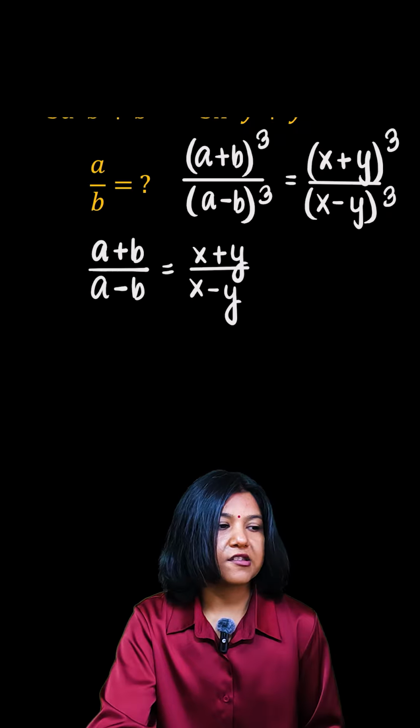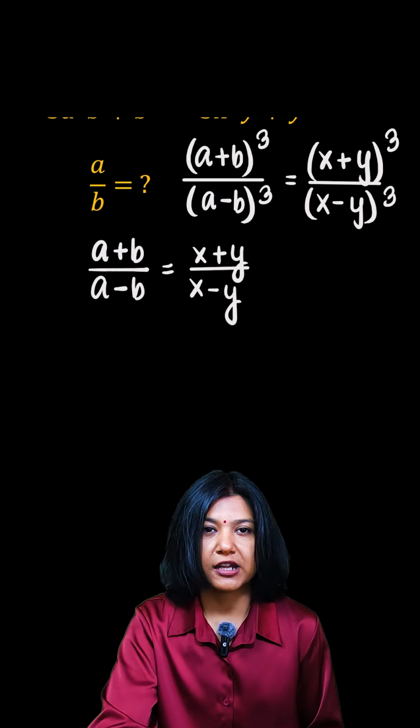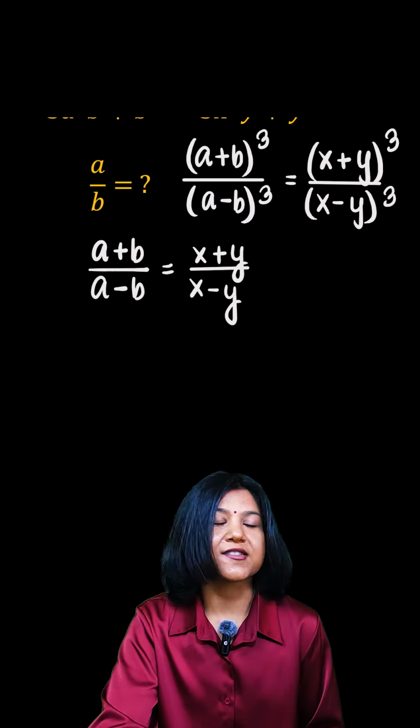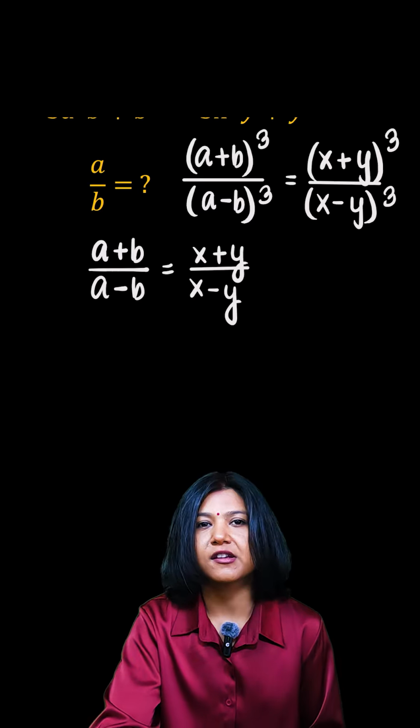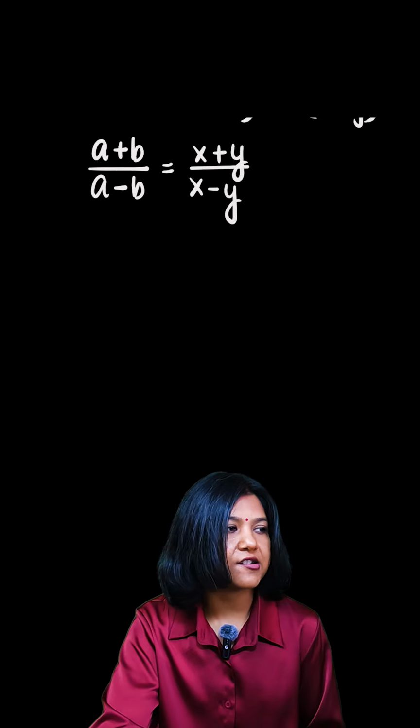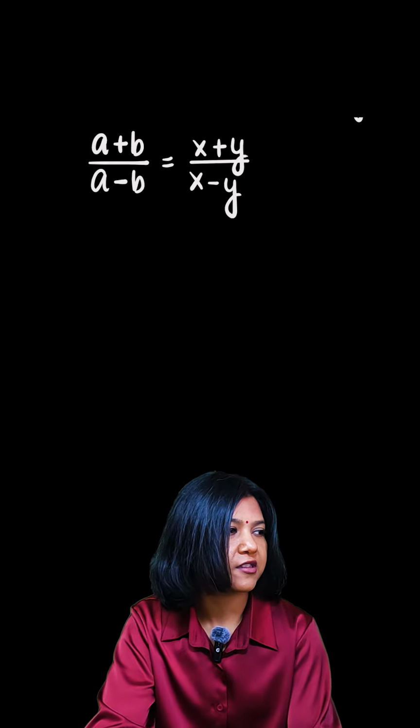So I just have a plus b upon a minus b is equal to x plus y upon x minus y. Now, because the question wants you to find the ratio for a upon b, what you can do is follow the same thing once again. You are using componendo and dividendo once again, that is to add the numerators at the top. So think about adding them.